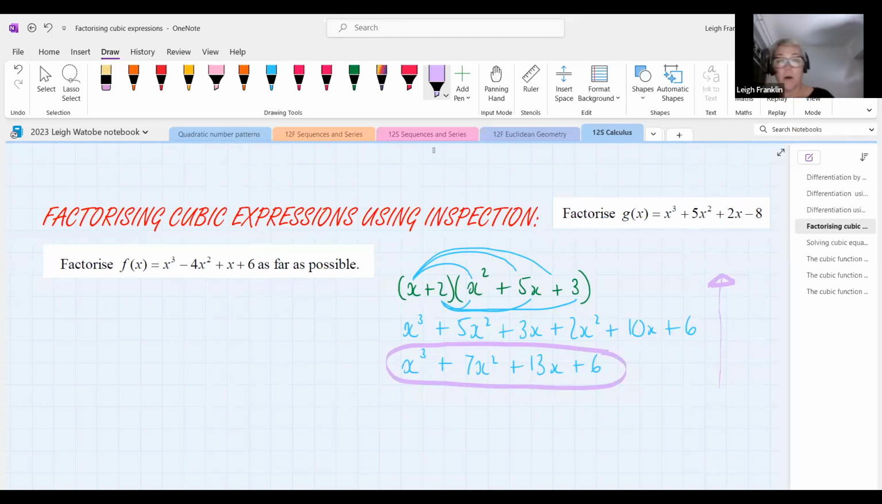Now, the problem with f of x that's on the board at the moment is we do not know what this linear polynomial is. So the only way that we can do this is to use a little bit of trial and error. What do you think you need to do? How are we going to find this linear polynomial based on the discussions that we've had this evening about factor theorem, etc.?